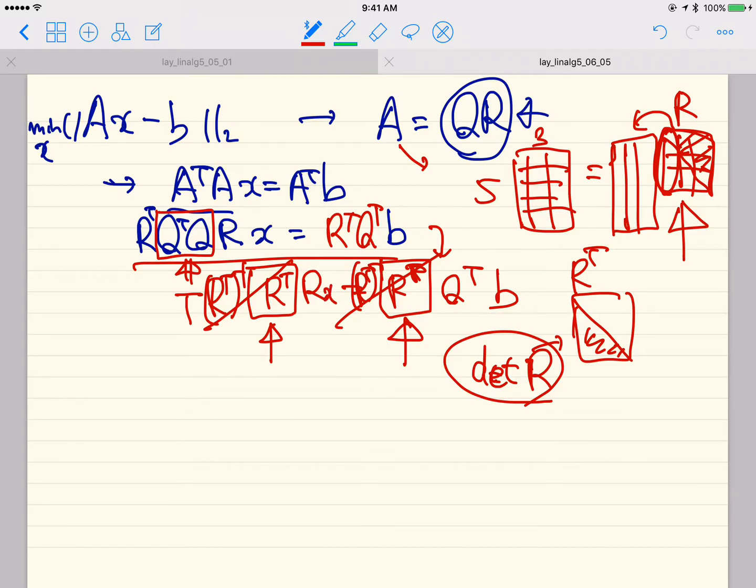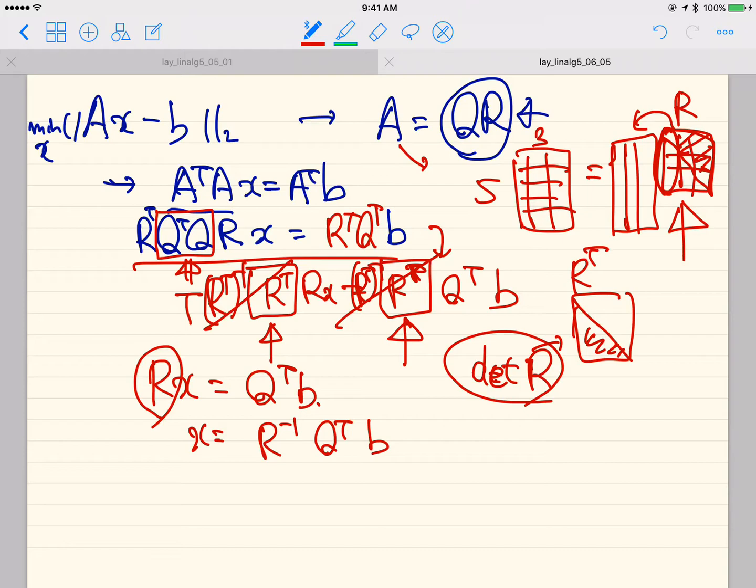I omitted x here, and so Rx equals Q transpose b, right? And again, R transpose is invertible, and R is also invertible. And so the solution x is R inverse Q transpose b. So this is your least square solution. And again, this is shown as a unique solution. And why is it unique?